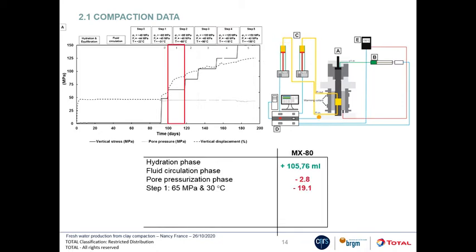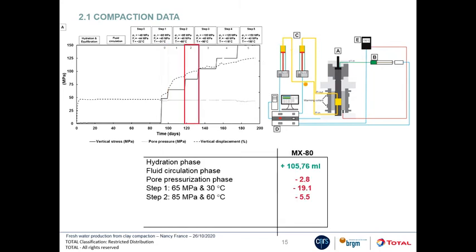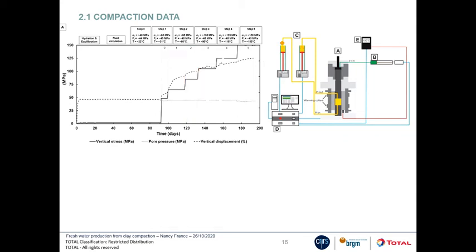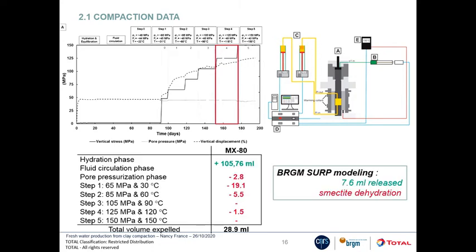each consecutive compaction step. Through a water and chemical mass balance of the system, we could therefore calculate what would be the remaining pore water composition after each step. And state-of-the-art modeling software developed by the BRGM helped us to understand what proportion of that water was the result of clay mineral dehydration.